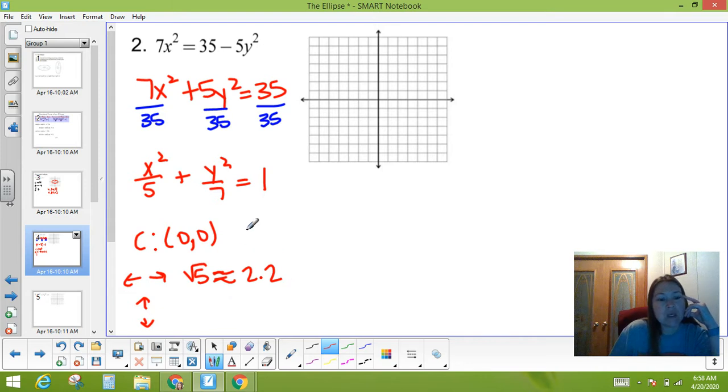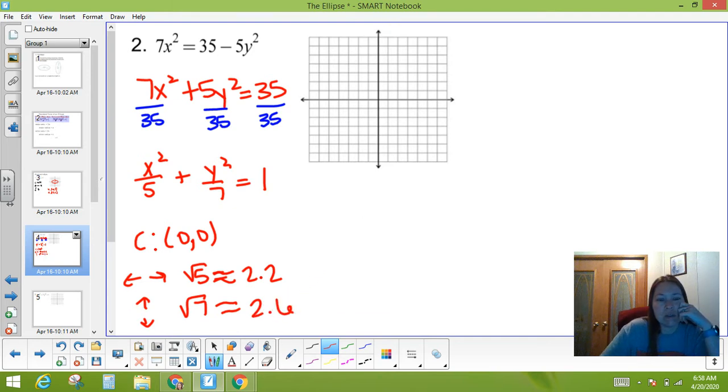2.2. Okay. So up, down is the square root of 7, because that's the number under the y. And that is going to work out to be 2.6.